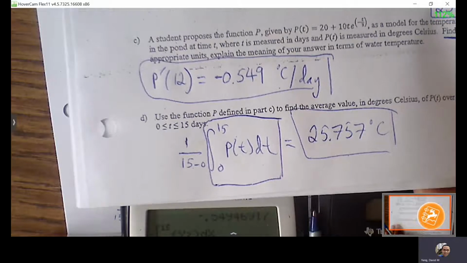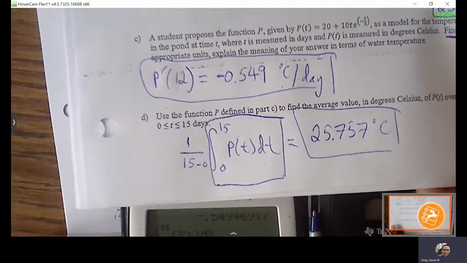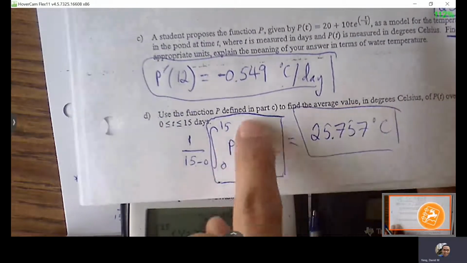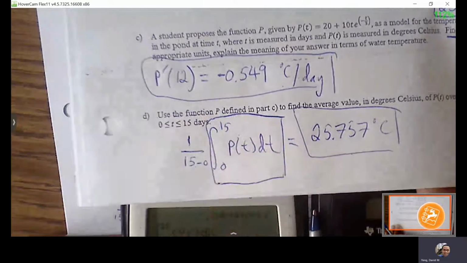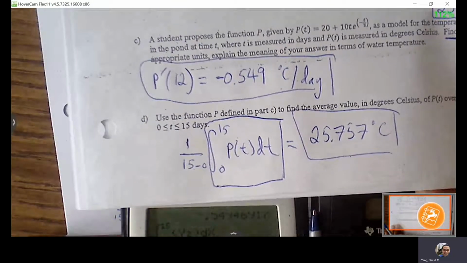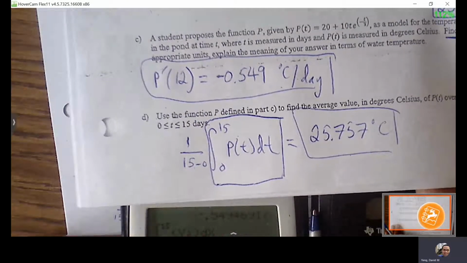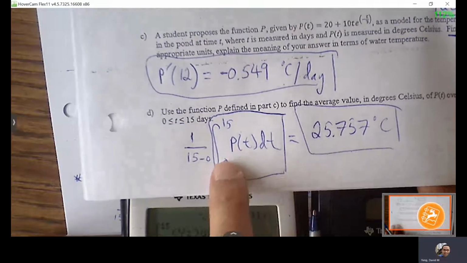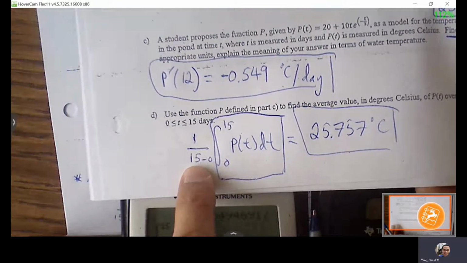It depends on what it's asking. Basically, the average value that they're looking for is always going to match the units of that P of t, because we are taking the antiderivative, but we're immediately bringing it back down because we're averaging out. So we're changing the units through that integral, but we're bringing it back to the original unit by dividing by 15. That makes sense.